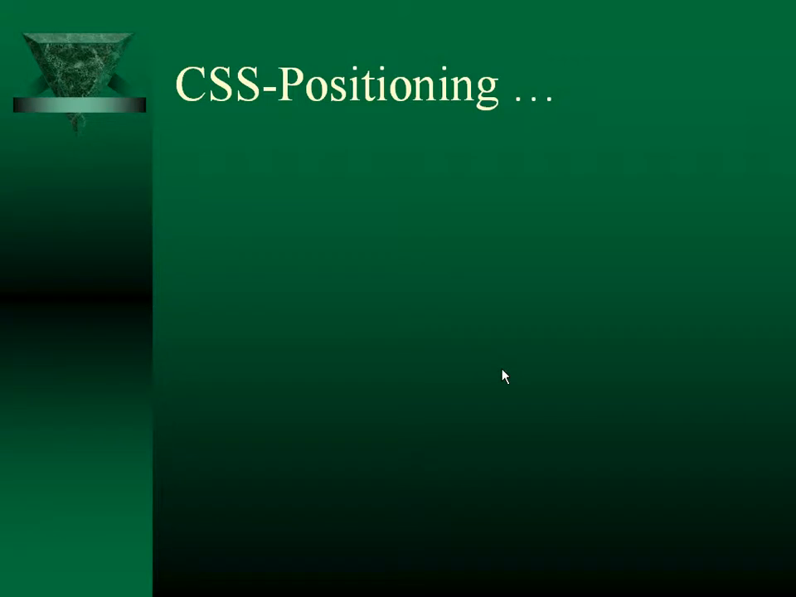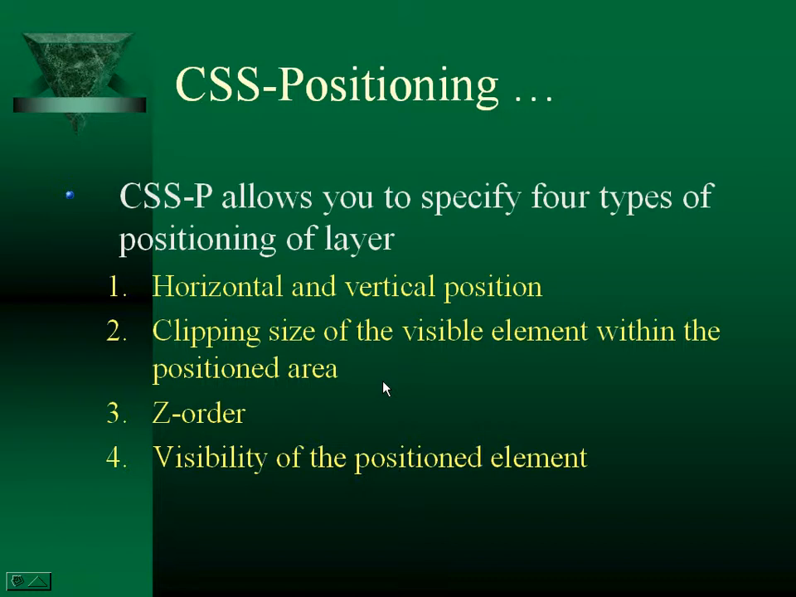There are four types of specifying position of layers using CSSP. The first one is the horizontal and vertical positioning. The second one is the clipping size of the visible element within the positioned area. The third one is using the Z order index, and the fourth one is the visibility of the positioned element.